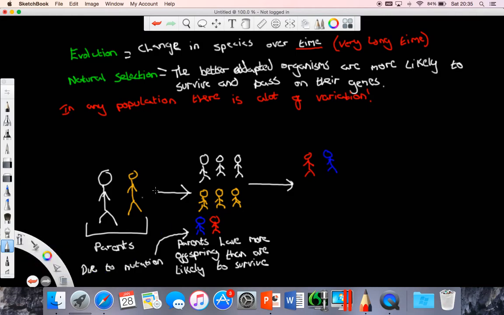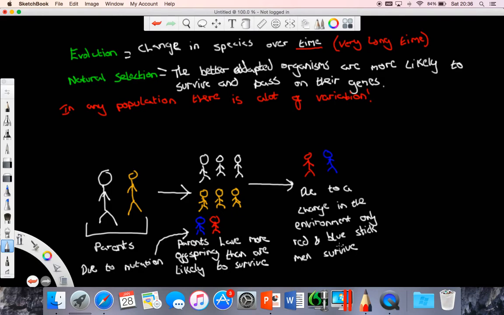So we can say, due to a change in the environment, only red and blue stickmen survive. The others have all died. Now, this could be due to anything. This could be due to disease, famine, not being able to find a mate, whatever. But the important thing is that due to a change in the environment, all the others have died and only those ones survive. That is a process of natural selection, okay? Natural selection has selected the best adapted ones for this environment. So that would be natural selection.